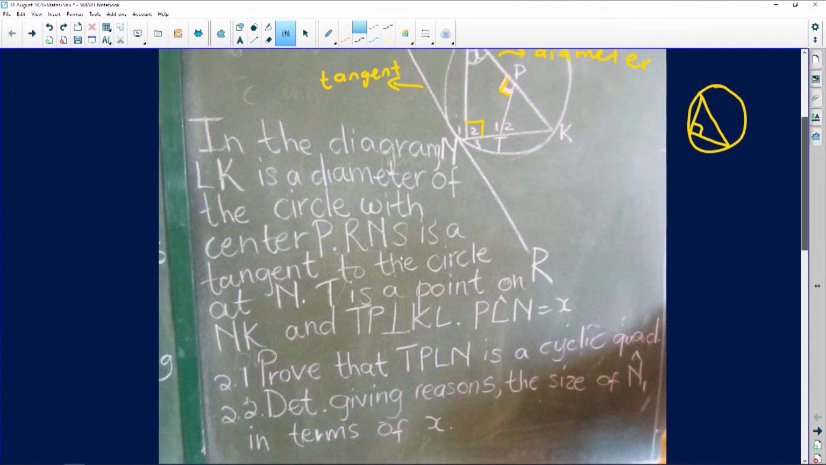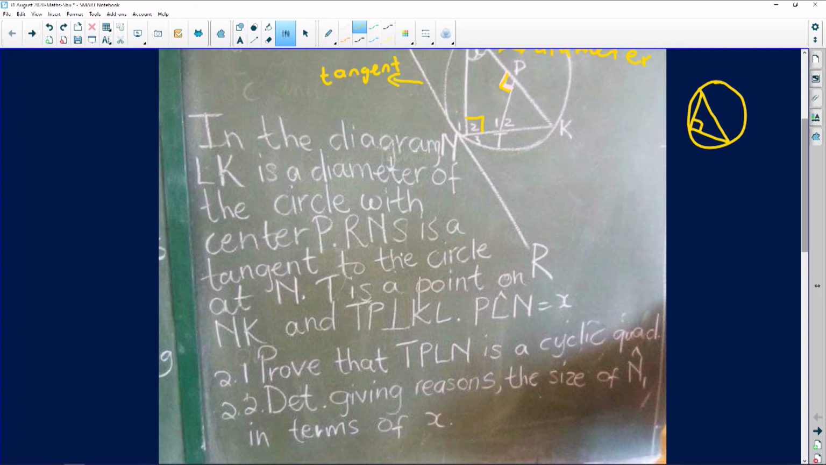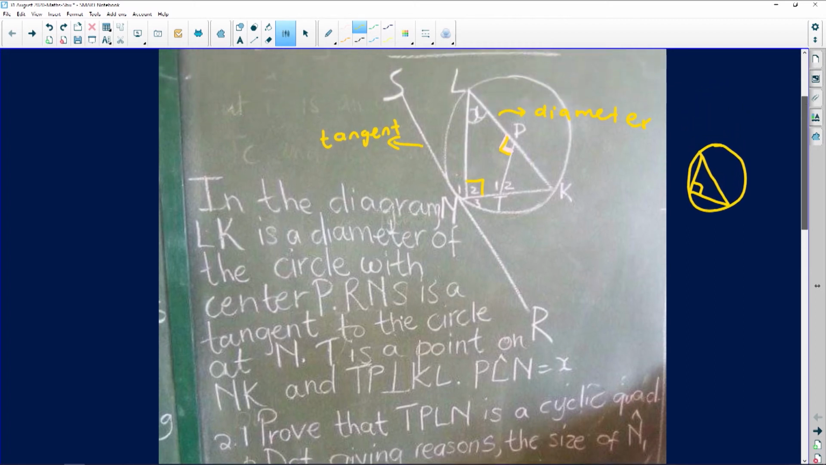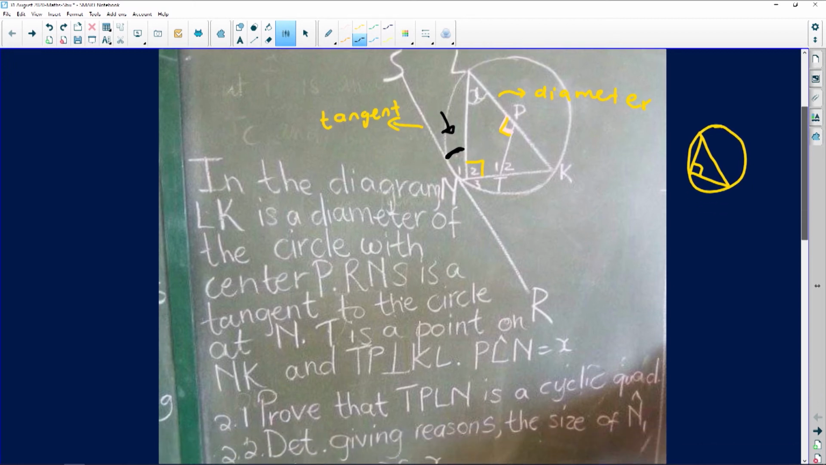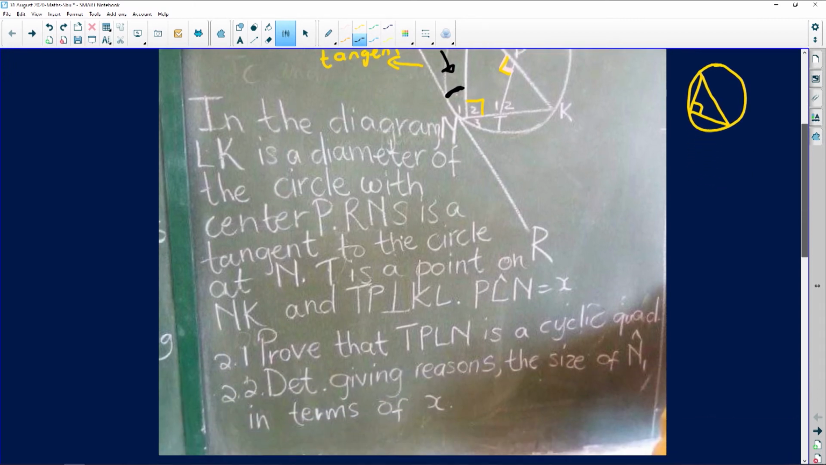All right, now let's go on to 2.2. 2.2 says we now need to determine, giving reasons, the size of angle N1, okay? Let's go back and check what is happening with angle N1. Angle N1 is this angle that is appearing this side. This is basically where angle N1 currently lies. So we are interested in finding this angle. And according to this question that Marvin sent to us, they are saying we need to find, giving reasons, the size of angle N1 in terms of x.